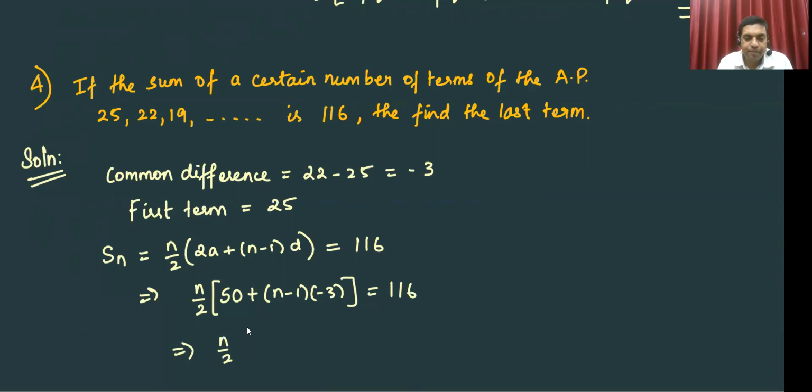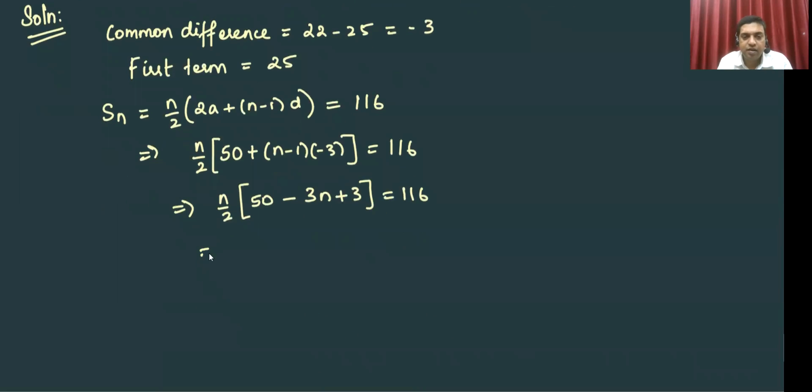Is 116. So now we'll simplify. n by 2 times 50 minus 3n plus 3 is 116. So 50 plus 3 is 53. So 53n minus 3n square is equal to 232.